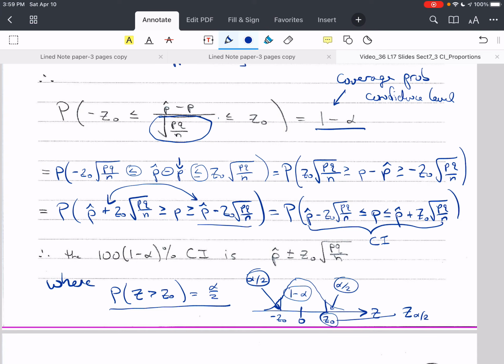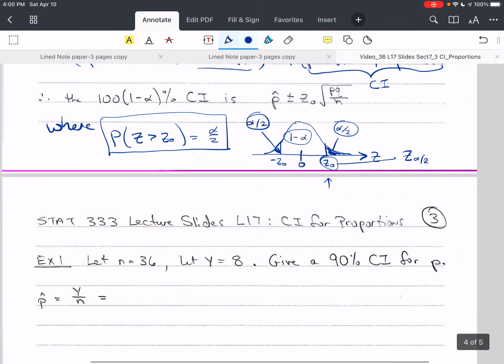So we can find z naught by this equation here. So you see z naught is here, and the probability above, or that z is greater than z naught, is alpha over 2.